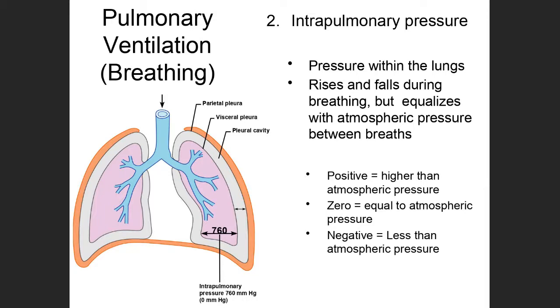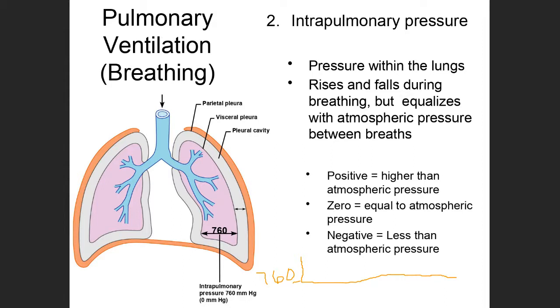And because of that, we can talk about the pressure in the lungs being positive, zero, or negative. So I want to draw a picture that can help with some understanding of this. Here's a little graph for you. Let's say this line right here is at 760. That's our atmospheric pressure at sea level.